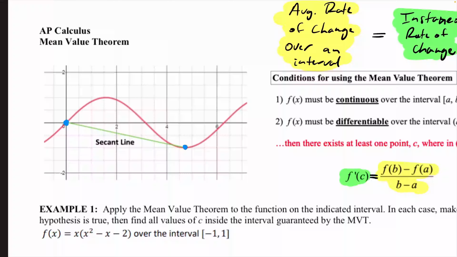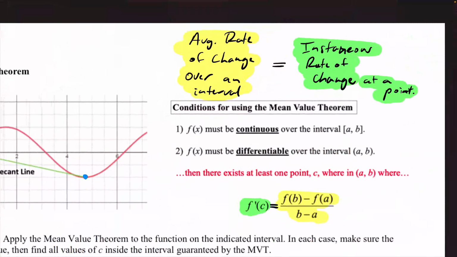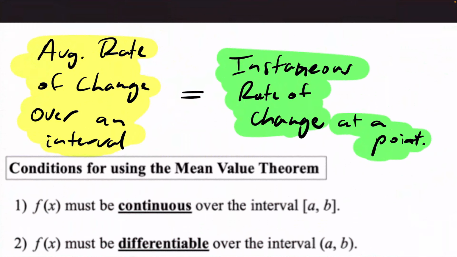The mean value theorem is this right here. It takes the average rate of change over an interval. Average rate of change is a fancy word for slope. It's just slope. So slope over an interval: wherever the interval starts, wherever the interval finishes, how much did I change?